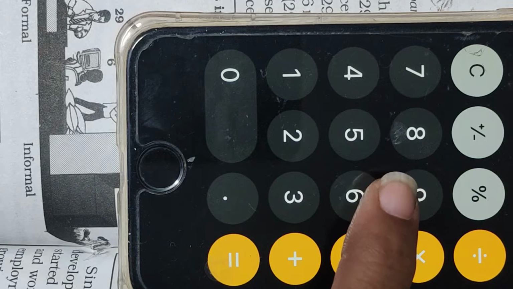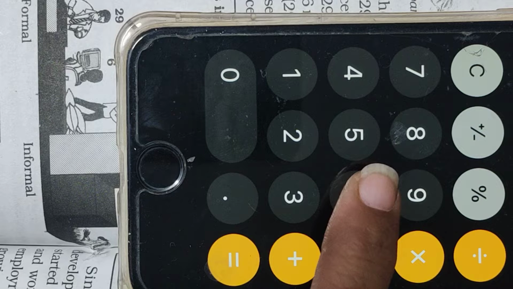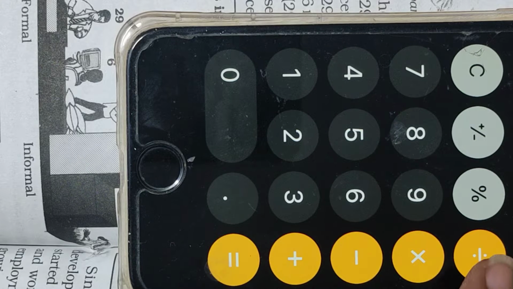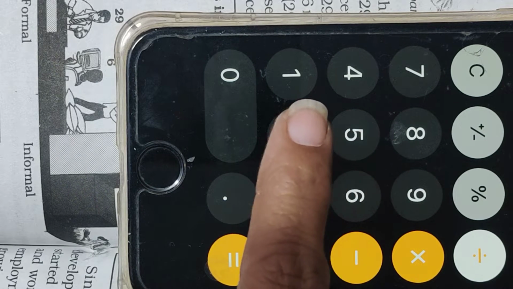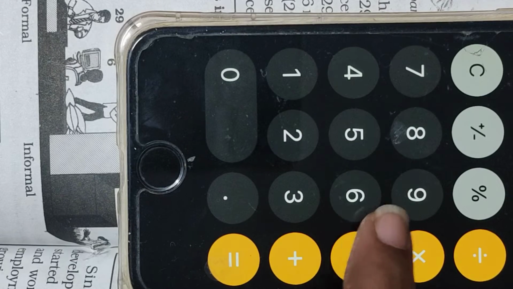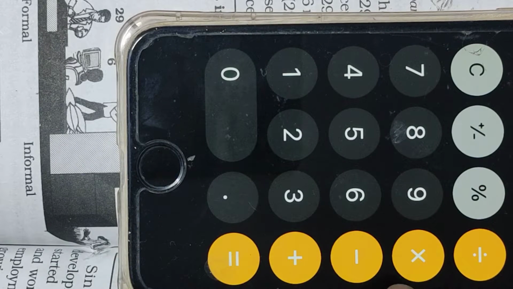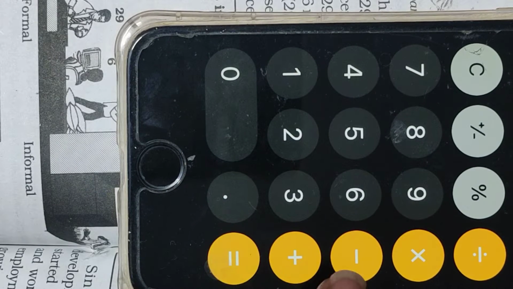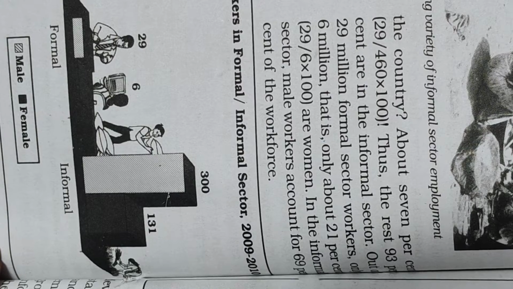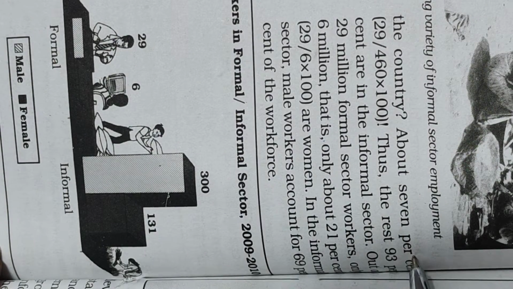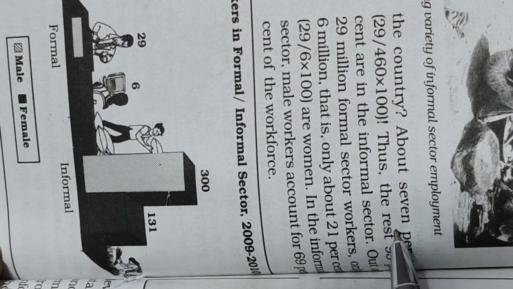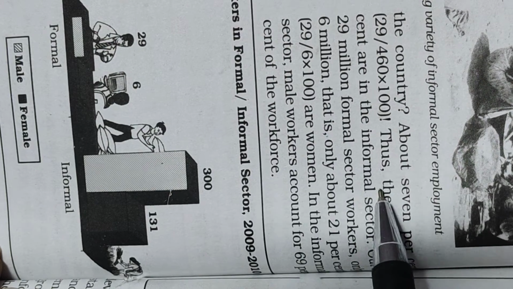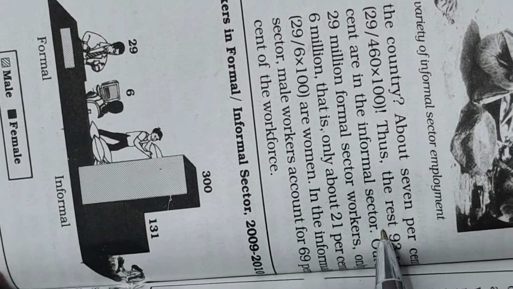So how many? There are 29 million workers in the formal sector out of the total 460 million, they have said. So if you work out the percentage, it comes to how much? Around 6.3. Now you can take it as 7%. So you can see about 7% if you take. Thus, the rest, that is 93%, are in the informal sector.